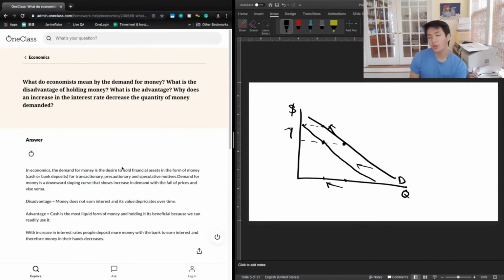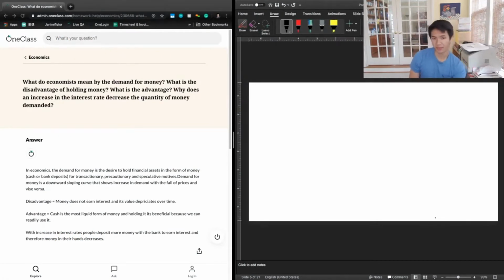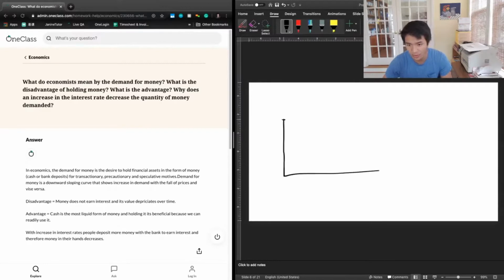So the next question says, what do economists mean by the demand for money? What is the disadvantage of holding money? Sorry about that. What is the advantage of money? And why does an increase in the interest rate decrease the quantity of money demanded? And so here we're very clearly talking about the money market graph.